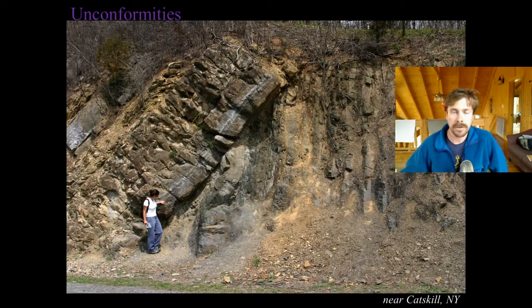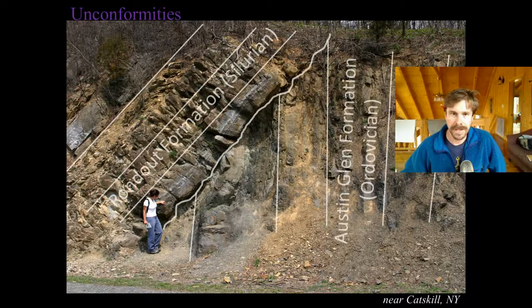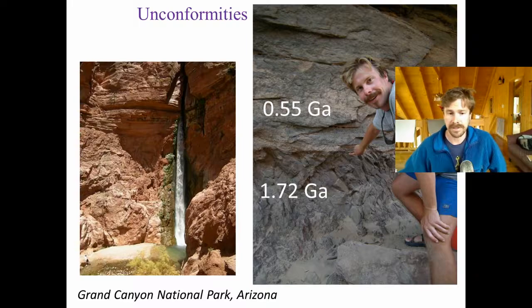Here's an example from the United States. This is up near Catskill, New York. This is an angular unconformity where basically you've got Ordovician age beds that are vertical, and then they were eroded off, and then Silurian age beds were deposited on top of those, and then they were tilted. So this is just about exactly like Sicker Point in terms of the geological setup, except this is here in America. And then finally, an example of a nonconformity.